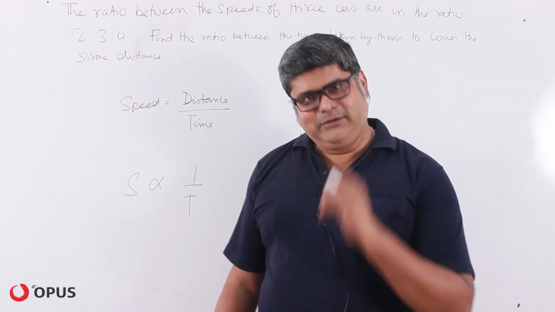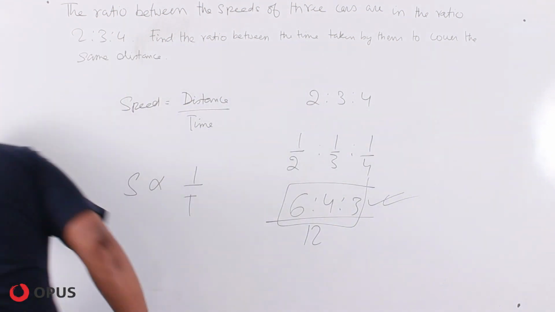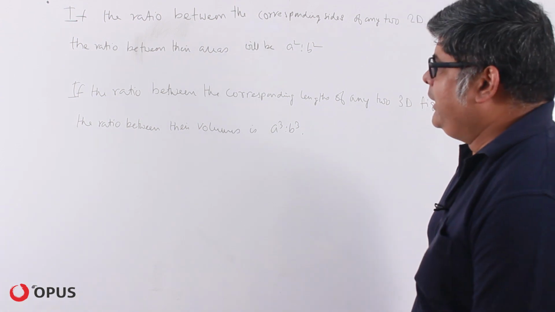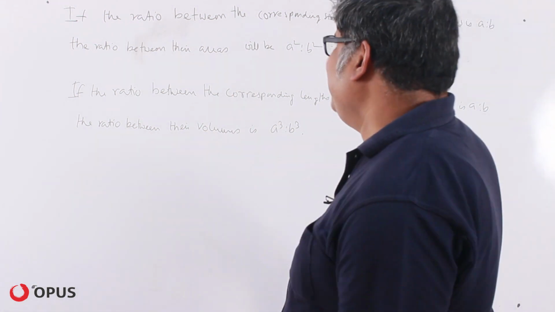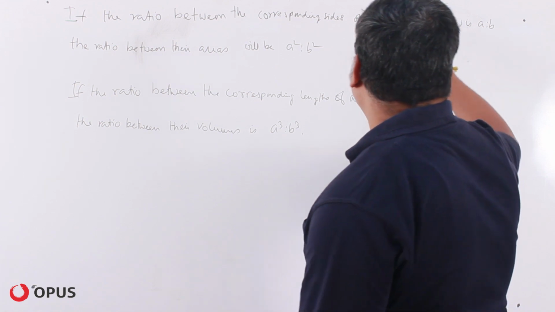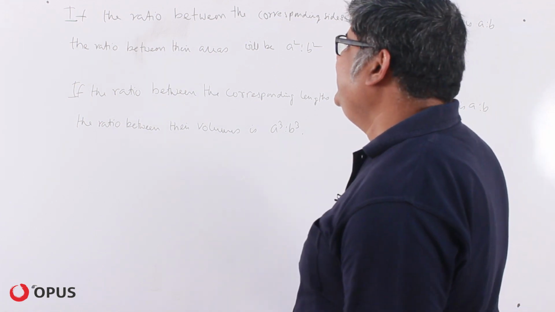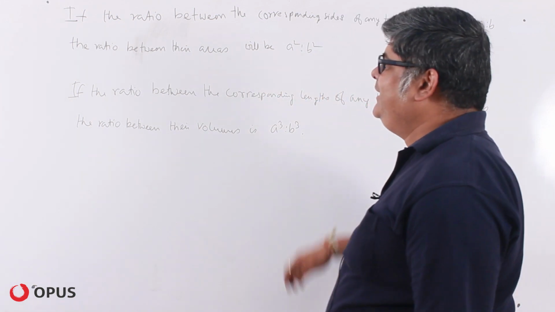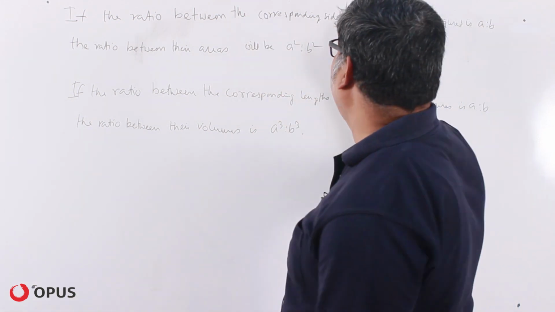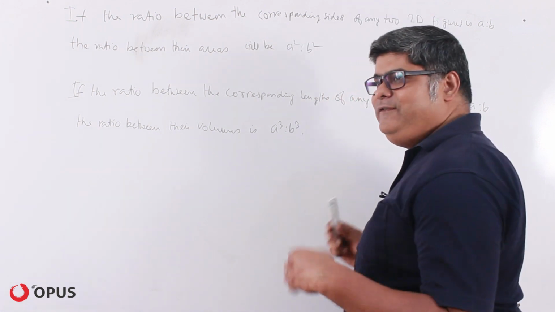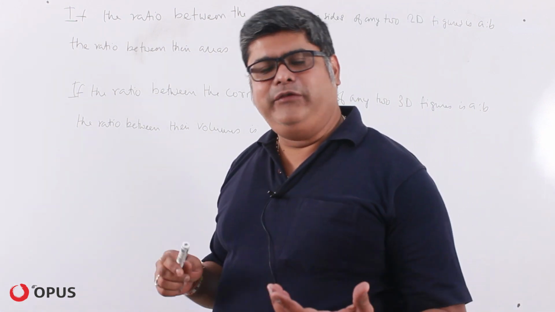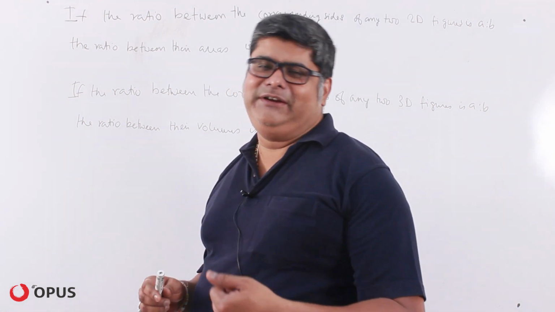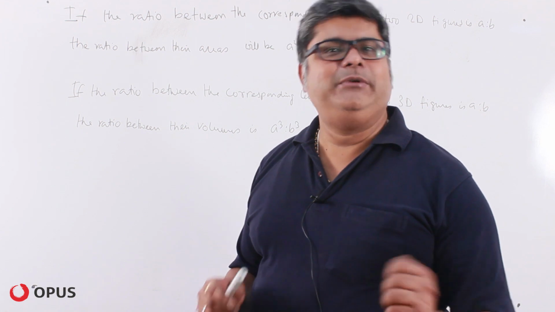Now let us talk about another question. If the ratio between the corresponding sides of any two 2D figures is A:B, the ratio between their areas will be A²:B². Looking at the first thing, the ratio between the corresponding sides: say, for example, the side of a particular triangle is multiplied 3 times, then what would be the ratio between the areas?